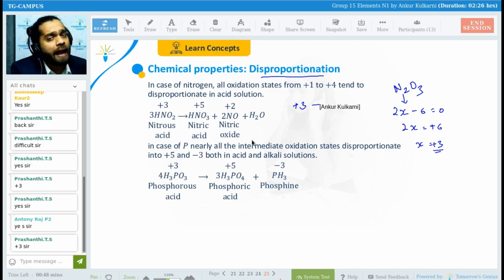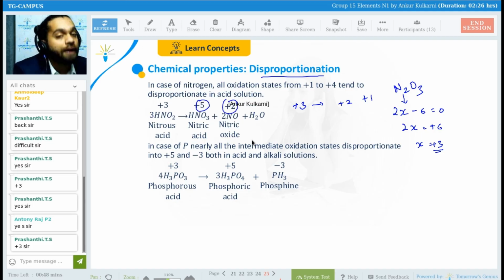If I have plus 3, I can even get plus 2, plus 1. But that is not the case. I am not getting two different oxidation states. Two different oxidation states means I can have plus 2 also, plus 1 also. But that is not the case. Over here, I am getting plus 5 and plus 2. That means one is undergoing oxidation, one is undergoing reduction.